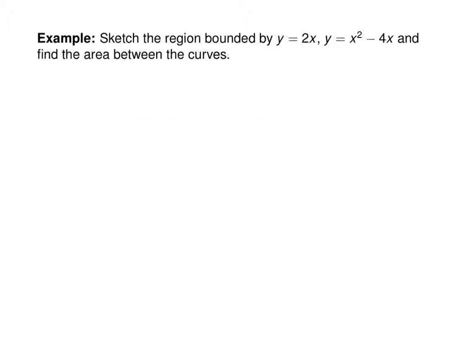The first unit we discussed in this class was applications of integration. And the first application we discussed was how to find areas between curves. So let's sketch the region bounded by y equals 2x and y equals x squared minus 4x, and find the area between these two curves. So y equals 2x is a line with slope 2, y-intercept 0.